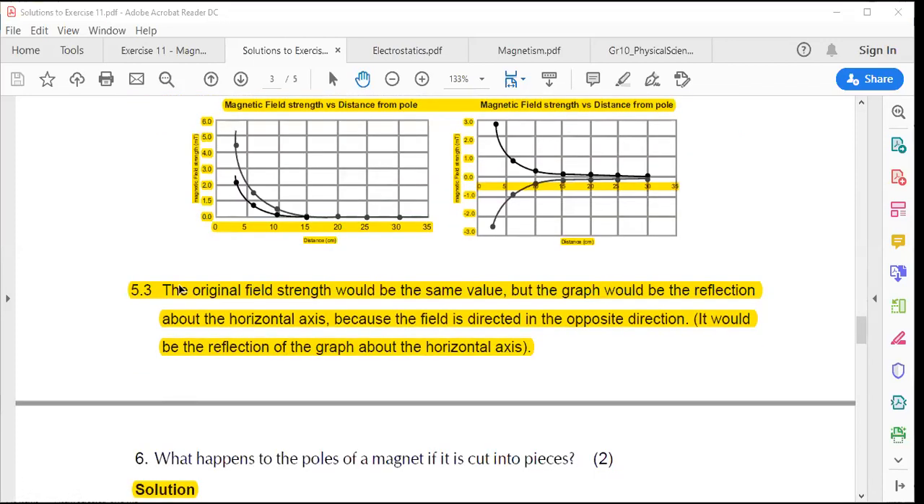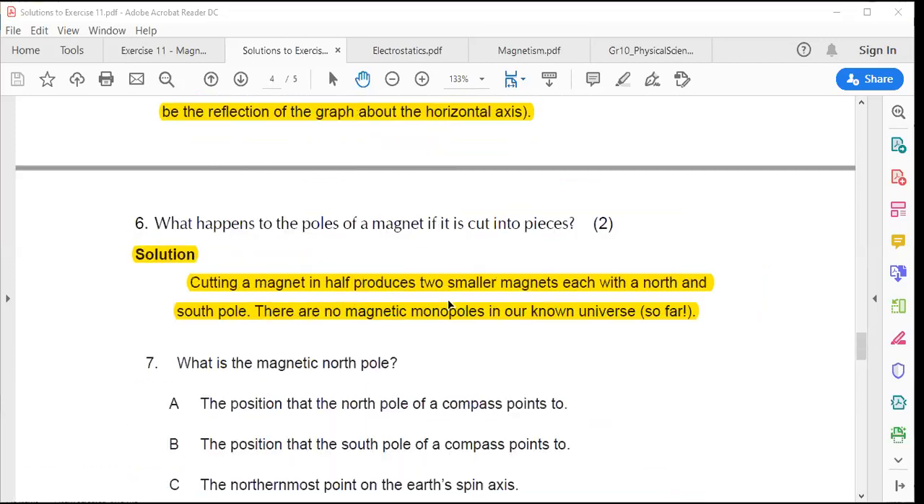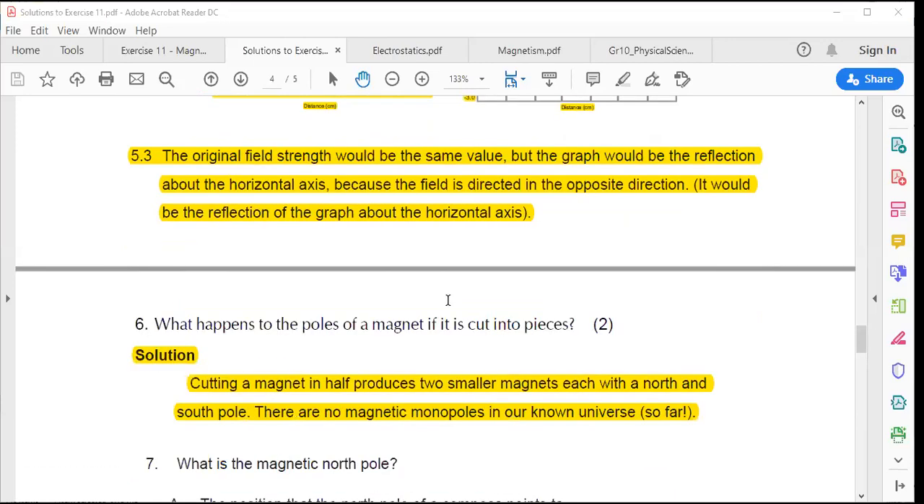That was 5.3. The original, let me just read here. The original field strength would be the same value, but the graph would be the reflection about the horizontal axis because the field is directed in the opposite direction. It will be the reflection of the graph about the horizontal axis. So a reflection along the x-axis. Right, that was number 5. We move on to number 6.